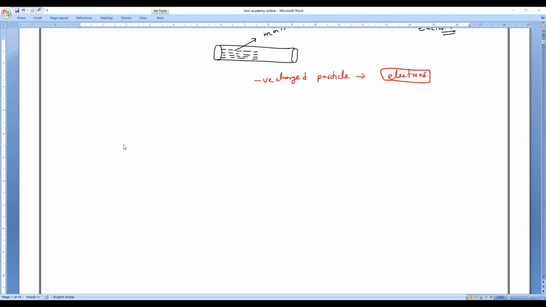So now in today's class, we are going to study the properties of electrons. So please all of you write. Whenever you are talking about cathode rays, immediately you have to talk about the subatomic particles of the atom. Cathode rays means you should talk about what, guys? Electron. Okay. And anode rays means you should talk about protons.